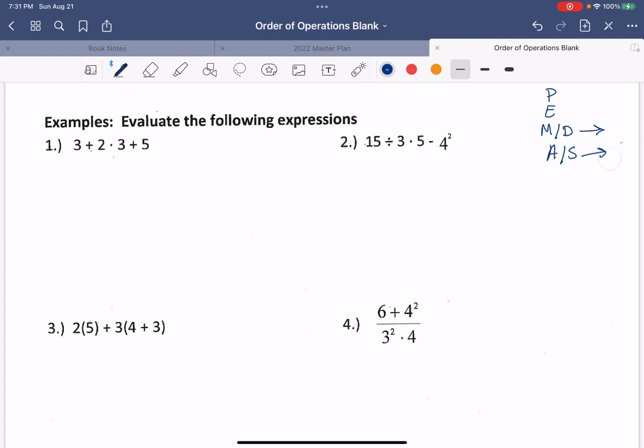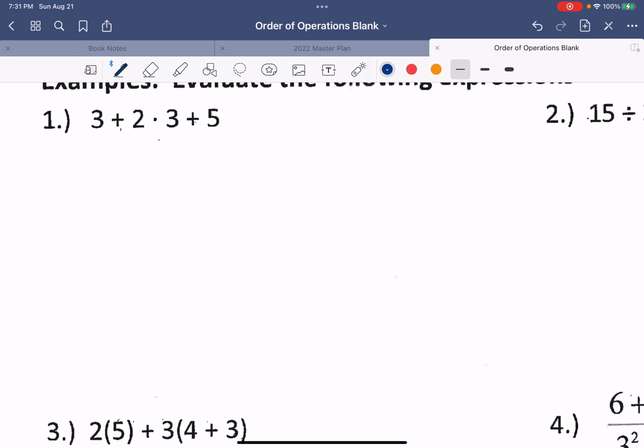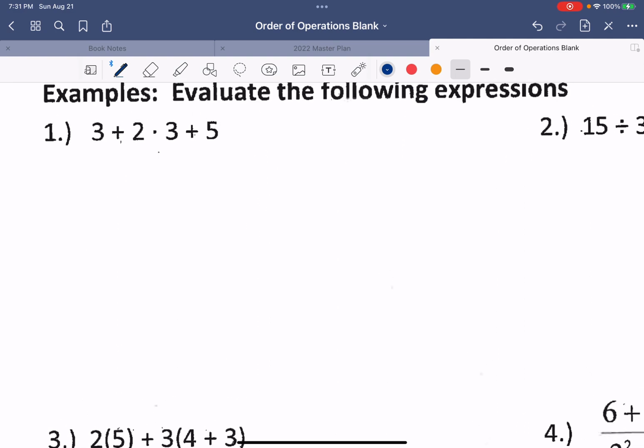All right, so let's look at this first example right here. 3 plus 2 times 3 plus 5. Well, take a minute, look at that, and I want you to try to solve it. What is the very first thing that you should be solving for first? If you said 2 times 3, you would be correct. All right, so go ahead, pause the video, try to solve this problem, and come back and see what the answer is.